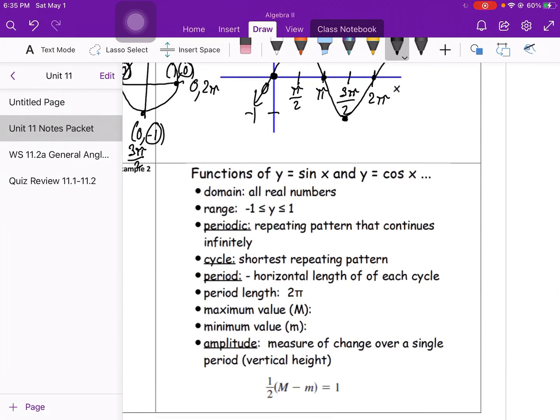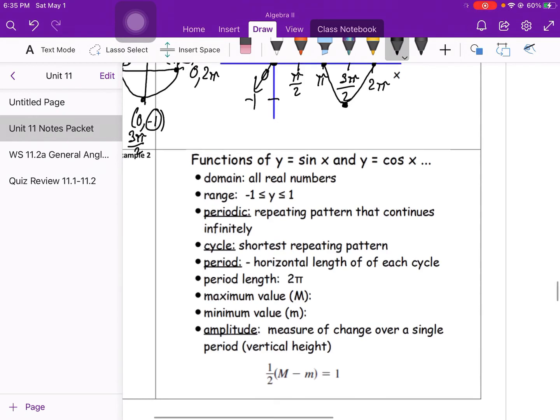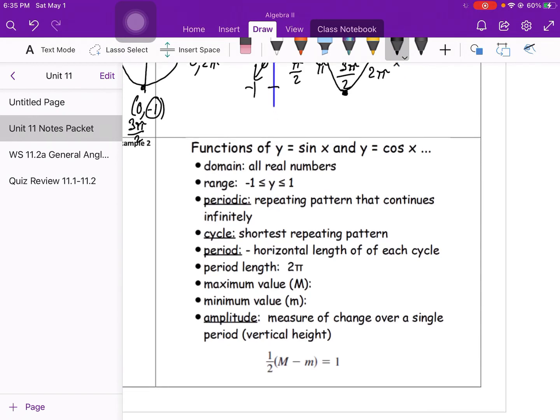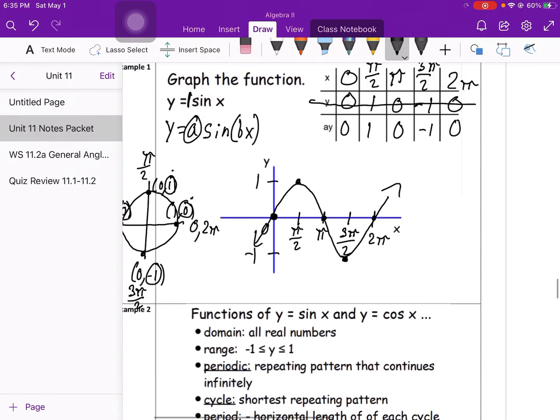So some things to note about this graph: functions of y equals sine of x and y equals cosine of x. The domain is all real numbers, so we can plug in anything. The range goes from -1 to +1, and that's dependent upon the a value. Since we have an a value of 1, it doesn't change that much. It's periodic, meaning that it's repeating, and that continues infinitely. A cycle is the shortest repeating pattern, and a period is the horizontal length of each cycle. So in this case, 2 pi is the period, because that's how long it took us to get from this point all the way to here, and then we would see the cycle repeat.